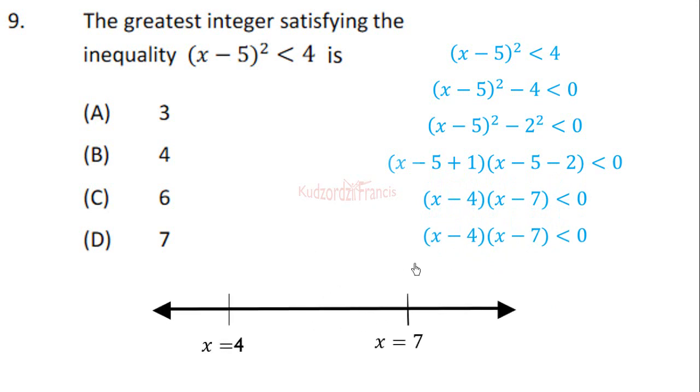We draw a number line, so x equals 4 is here and x equals 7 is here. So we divide our region into 1, 2, 3 again. Then what do we do next? We test. So let's pick a point from here. So let's pick 3. You put 3 here, you get negative. If you put 3 here, you get positive. So positive times negative will give you negative.